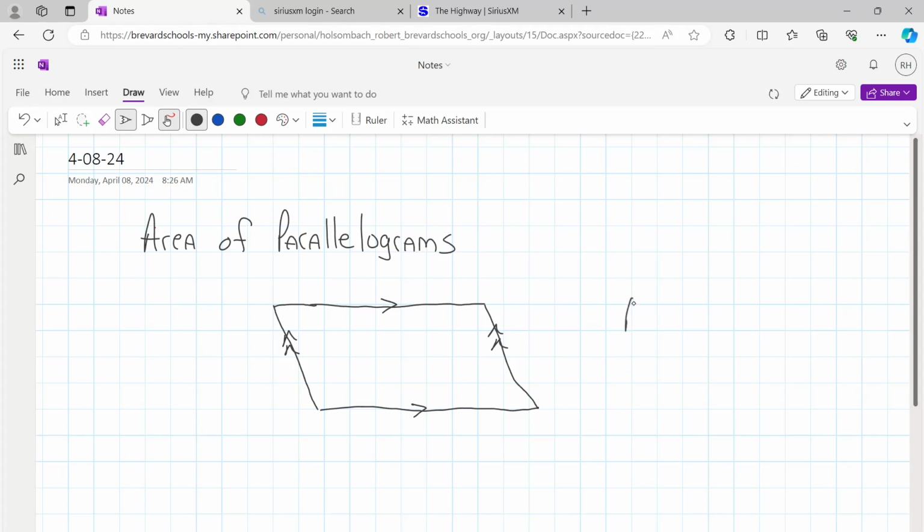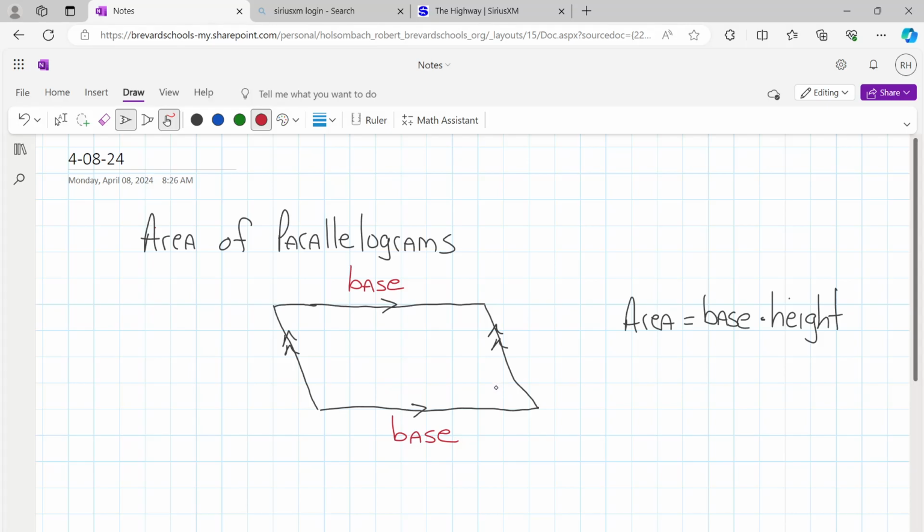And the area is equal to the base times the height. All right, now, in this case, we're going to call the top the base and the bottom the base. You're only going to use one of those dimensions.